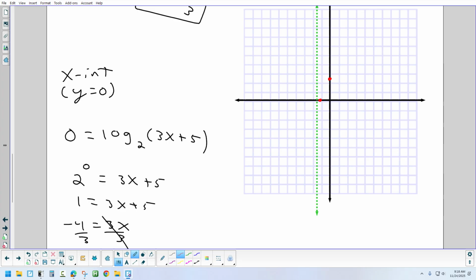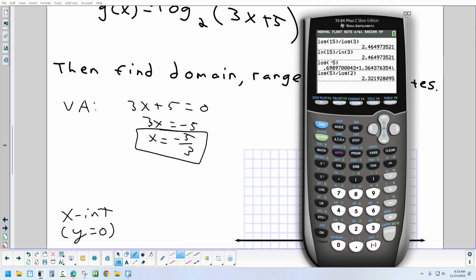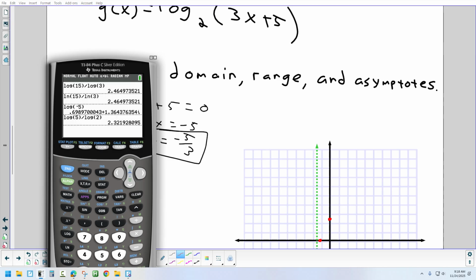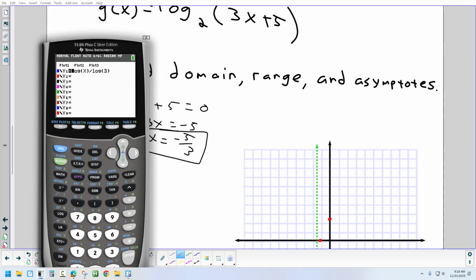All right, so we've got 2 points, but we're going to need a few more points. What can we do to quickly get some more points without having to keep plugging numbers in by hand? Travis? We can calculate it and put it into a table. Yeah, let's just use the table. All right, so let's put in log of 3x plus 5 divided by log 2.